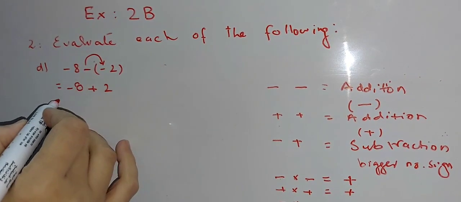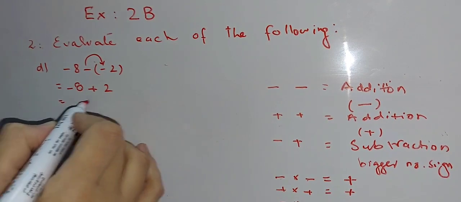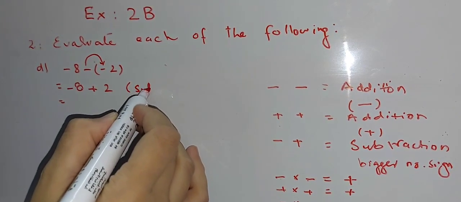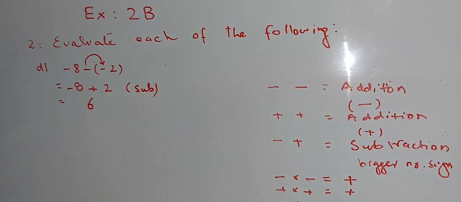So now minus 8 plus 2. Will we do addition or subtraction? Subtraction. So what will be the answer? 8 minus 2, 6. Now we have to decide whether we put a minus sign or a plus sign. Is the bigger number 8 or 2? 8. So 8 is with the negative sign, so we will write minus here. This is the answer for part D.